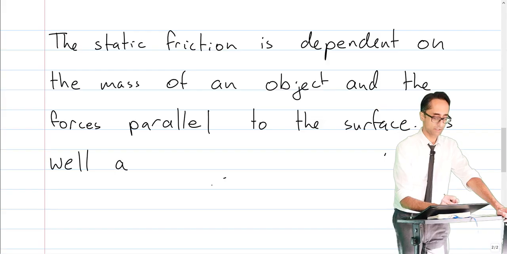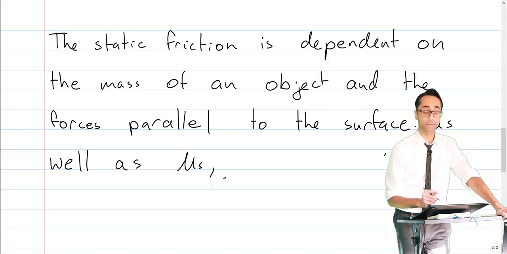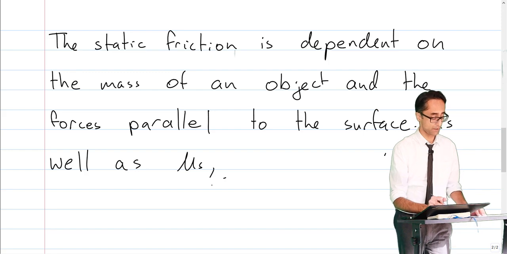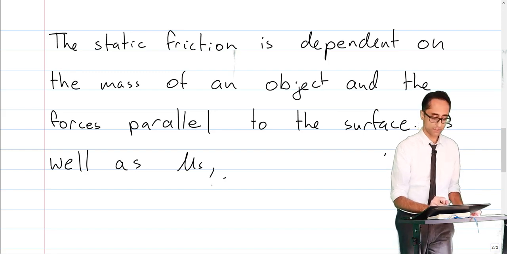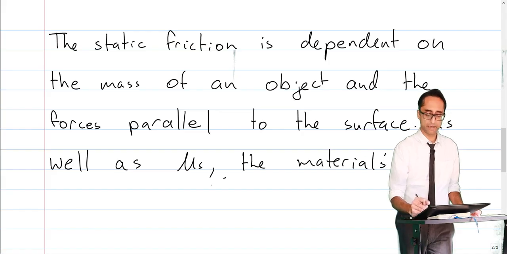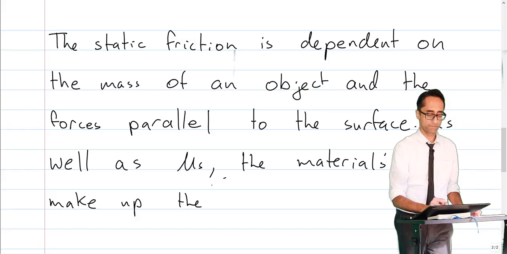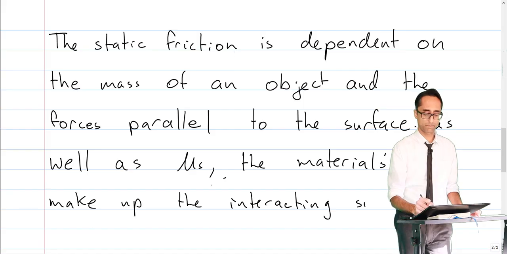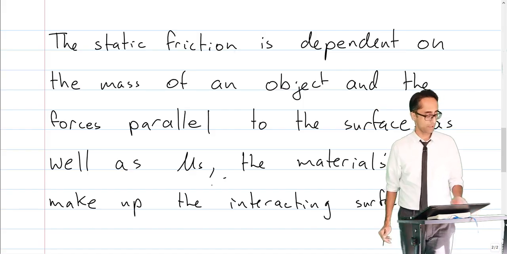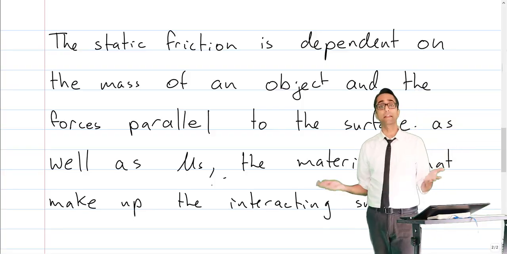Clearly, the constant mu s, the coefficient of static friction, is going to increase or decrease the possible static frictional force. And so that is the materials that make up the interacting surface, both sides. Okay, whew. I think that's good for static frictional force.